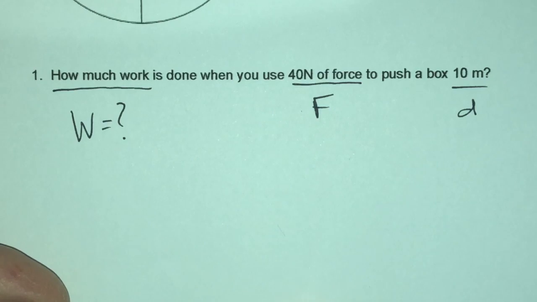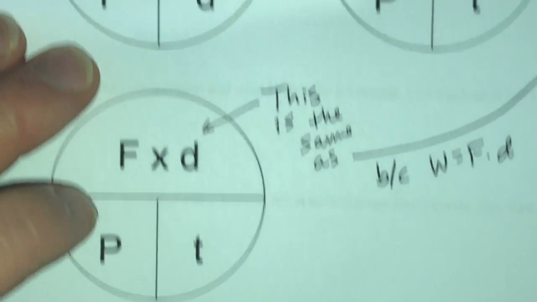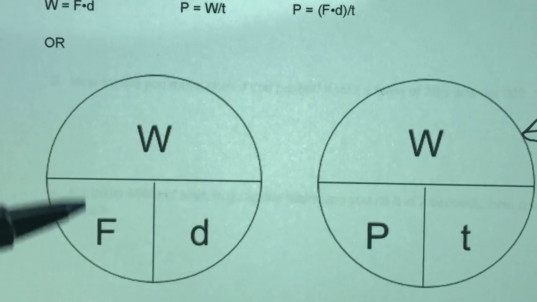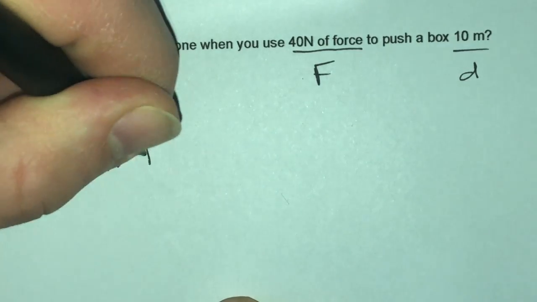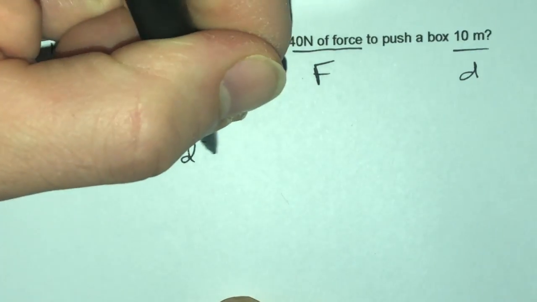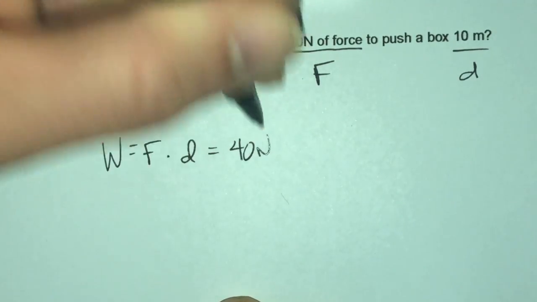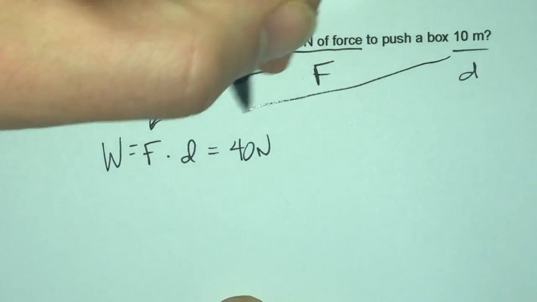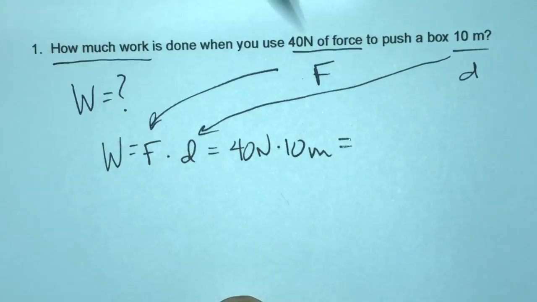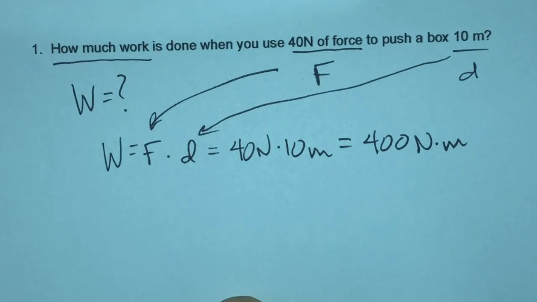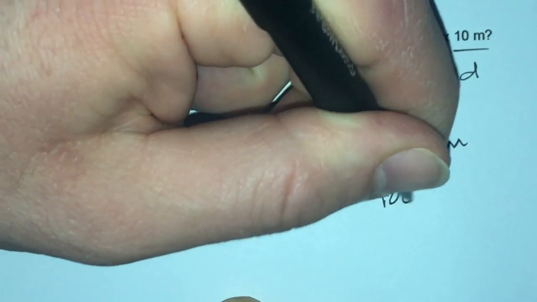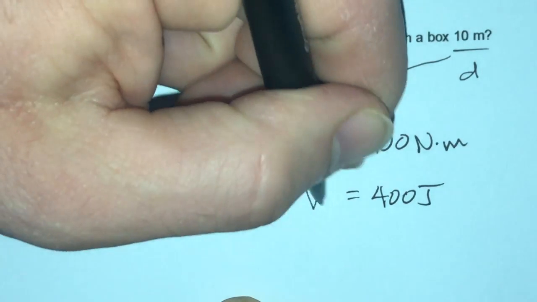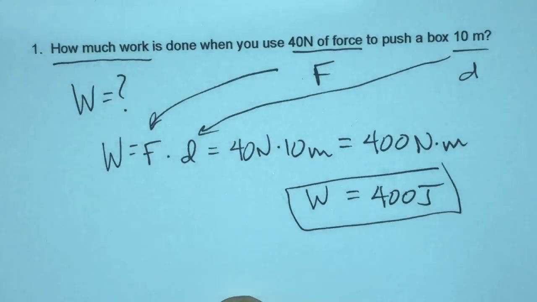And so what do we do if we have work, force, and distance? You look at this equation right here. Work equals force times distance. So I'm going to write that down. Work equals force times distance. And now I'm going to substitute those numbers in. 40 newtons, 10 meters, and that's 400 newton meters. But remember from the notes, I said that newton meters are the same thing as joules. So we do 400 joules of work.